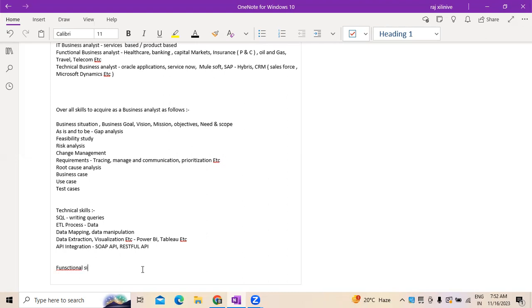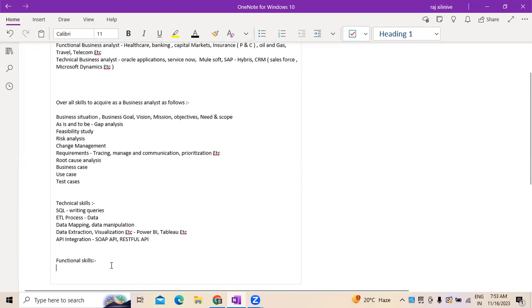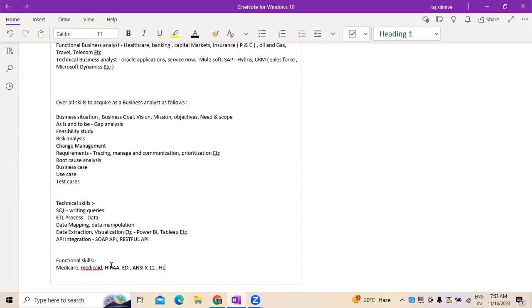These functional skills or domain skills vary from domain to domain, because I told you in the beginning when I explained the functional roles. For example, if you are from the healthcare side, you need to have knowledge of Medicare, Medicaid, HIPAA rules and regulations, EDI codes, ANSI X12 formats, and HL7. So all these things are required.